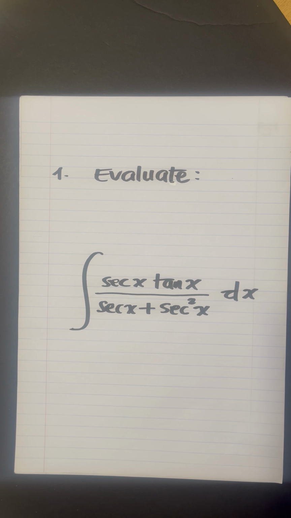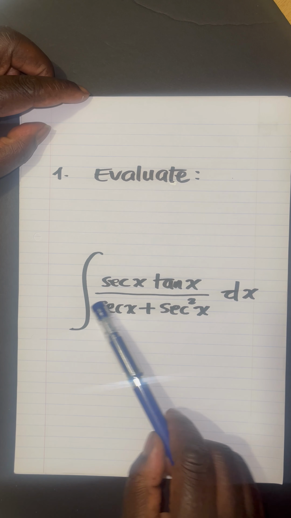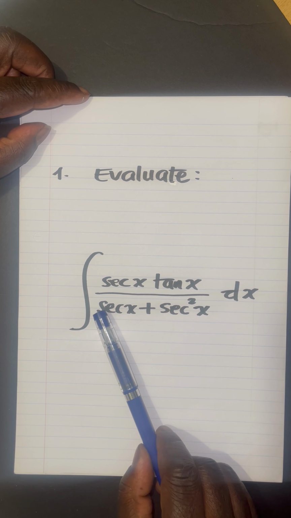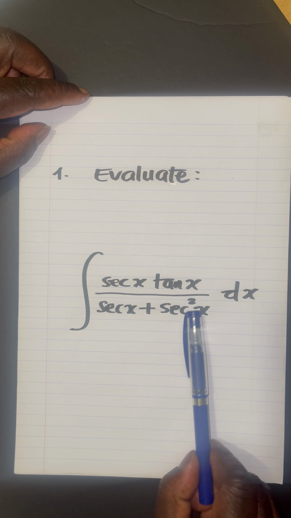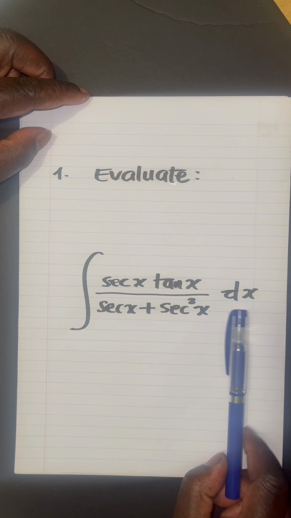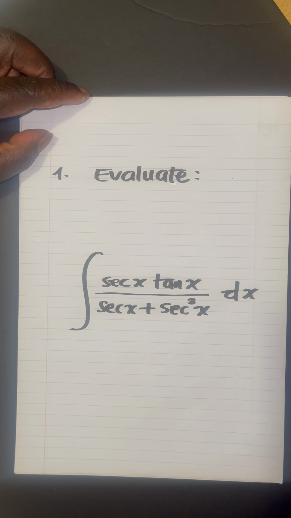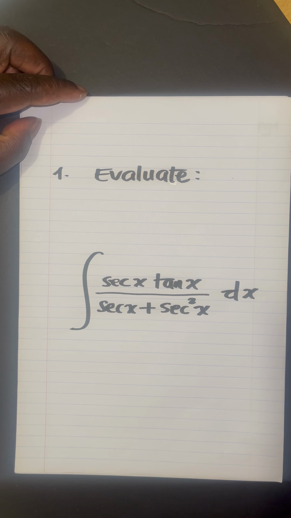In this video, I have two integrals that I would like to look at. The first integral is the integral of sec x tan x divided by sec x plus sec squared x dx. Now, looking at this, what would be the correct technique of integration to employ?